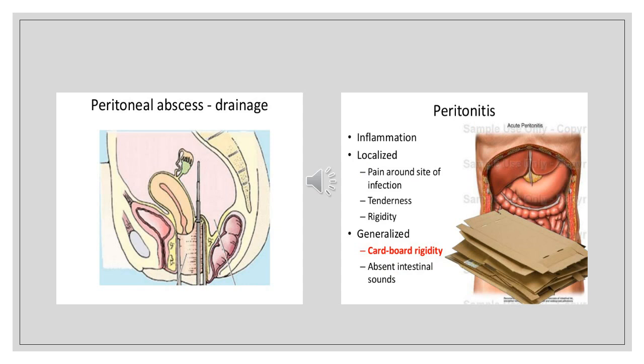Inflammation of the peritoneum is called peritonitis. It may be localized when subjacent organs are infected, or may be generalized. The latter is a very serious condition. In the case of localized peritonitis, there will be pain around the site of infection, and tenderness and rigidity. In the case of generalized peritonitis, there is cardboard rigidity and an absence of intestinal sounds.